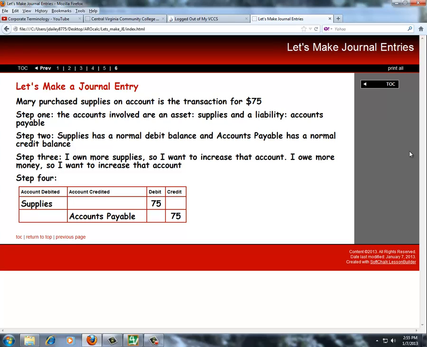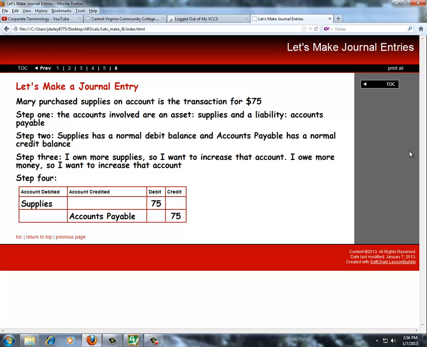Step 2 is to determine, well, supplies is an asset, so it has a normal debit balance, and accounts payable is a liability, so it has a normal credit balance. So now I know the 2 accounts, supplies and accounts payable, and their normal balances. Supplies as a debit, accounts payable as a credit. Step 3 is to determine, do I want to increase or decrease these accounts? Well, if I bought supplies, I have more of them, so I want to increase that account. So I would have to do the same thing to it as its normal balance. And if I have an accounts payable that I now owe more money, it means that accounts payable also is going up, so I want to increase that account.